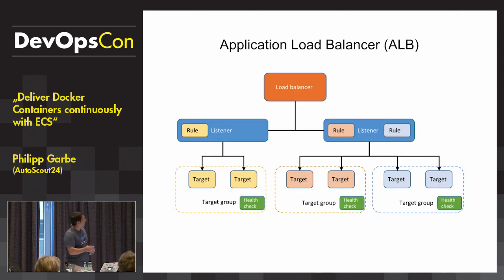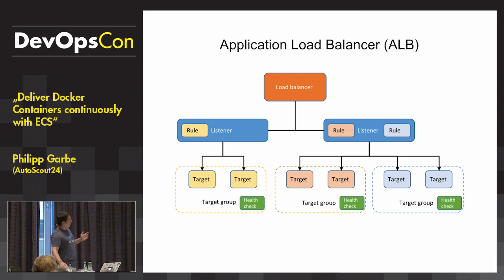How does the ALB look? The load balancer has listeners. I define on which port it should listen, and at least you have to set up one rule, a default rule where the traffic should be routed, and you have a target group that has to be defined. Then all the traffic is routed to the targets in that target group.